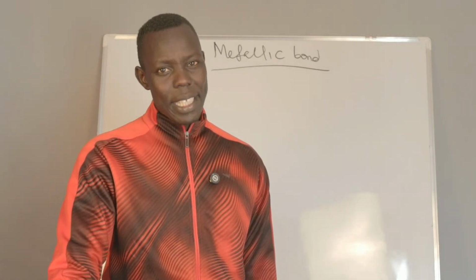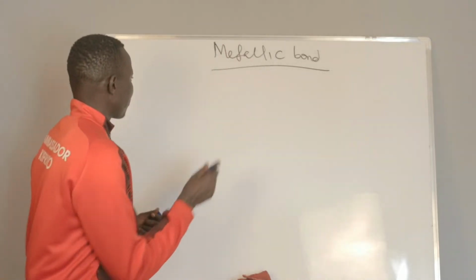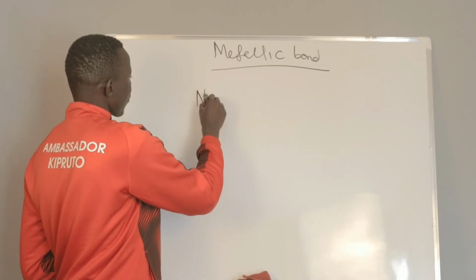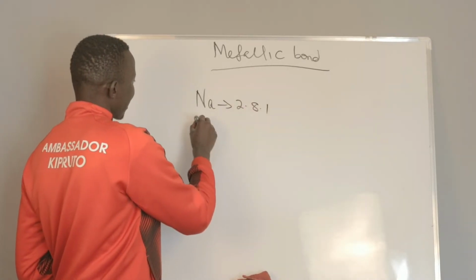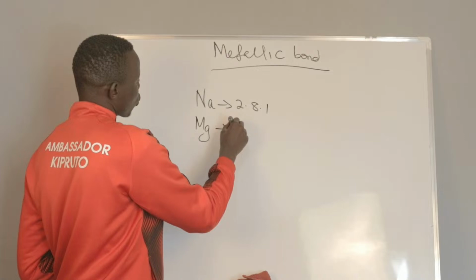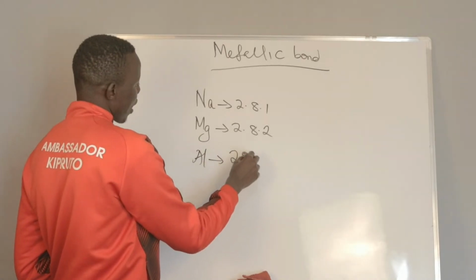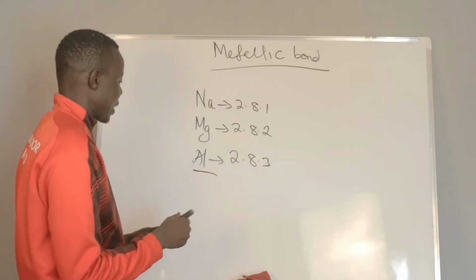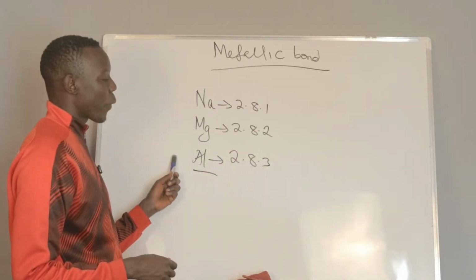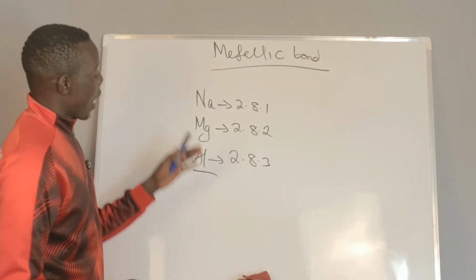Metallic bonding increases depending on the number of electrons. Look at this. Sodium is 2,8,1. Magnesium is 2,8,2. Aluminium is 2,8,3. Now, in all these, even if you go and do research, aluminium has the highest melting point, followed by magnesium, and lastly sodium.